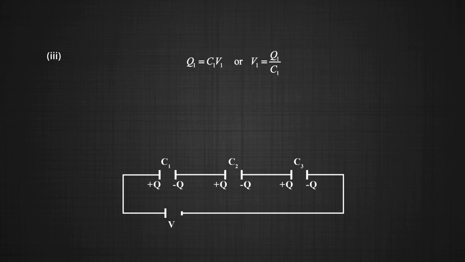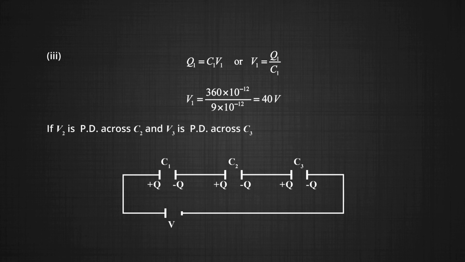If V1 is the potential difference across C1, then we know Q1 will be equal to C1 into V1, or we can say V1 is equal to Q1 by C1. On substituting the values, we get V1 is equal to 360 into 10 to the power minus 12 divided by 9 into 10 to the power minus 12, which comes out to be 40 volt.